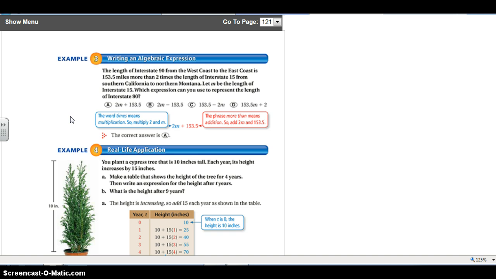And why is it answer A? Well, we have 153.5 miles more than 2 times the length of the interstate. So if I read this across, 2 times, and they said the length of the interstate is M, that's what we're using M for, plus 153.5. So this is your correct answer using the clues in your problem.